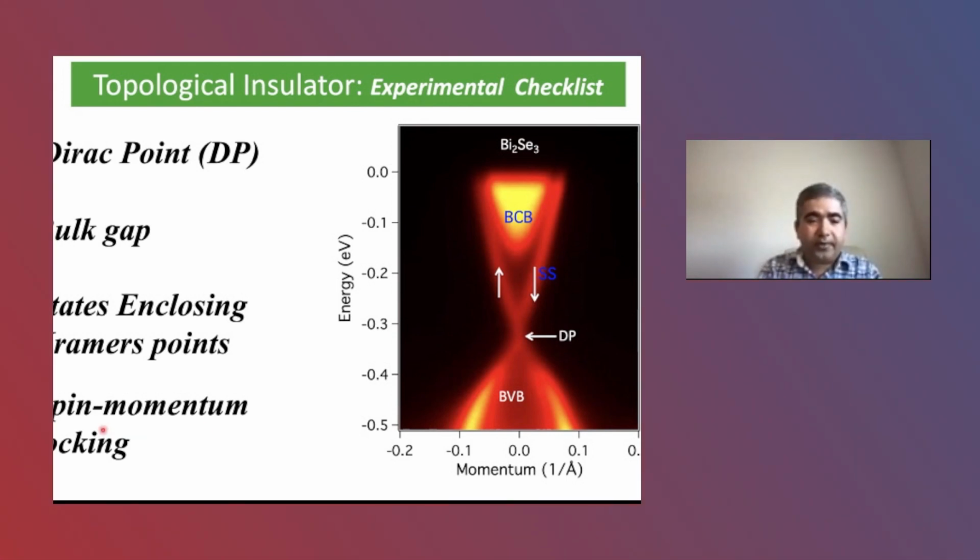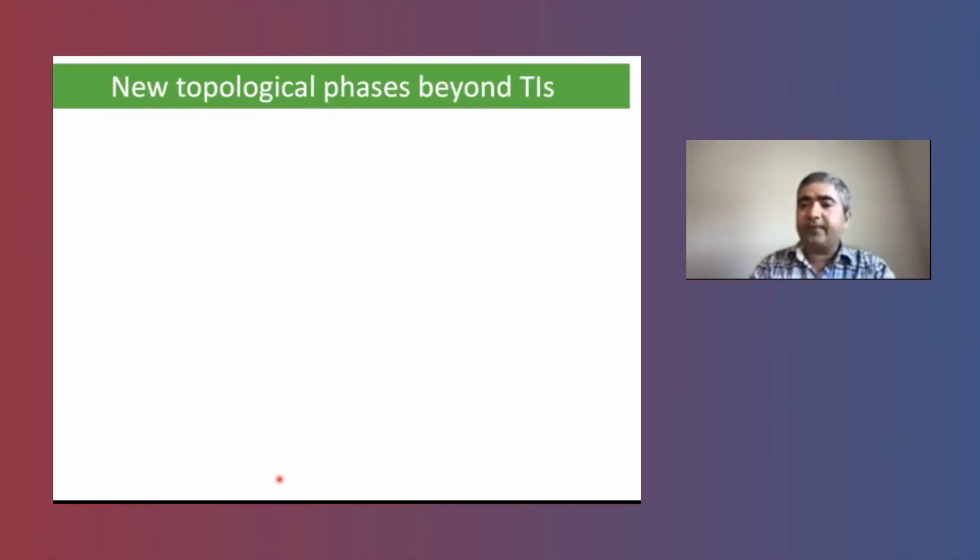Another important point, the hallmark of a topological insulator, is spin-momentum locking. You measure the spin on one side and you measure the spin on the other side, and they have opposite spin. So at K, if you have up spin, at minus K, you have down spin. Another thing is the number of Dirac cones, whether it's odd or even. Based on that, you have a weak TI or a strong TI. Okay, so that's all for the introduction of topological insulators.